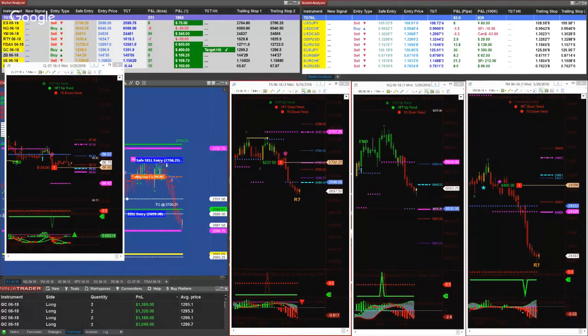$750 in profit. This is a reversal. You can see on the ES R7 and R7 on the YM. Those are not repaint reversals. Those are true reversals. You can close position.